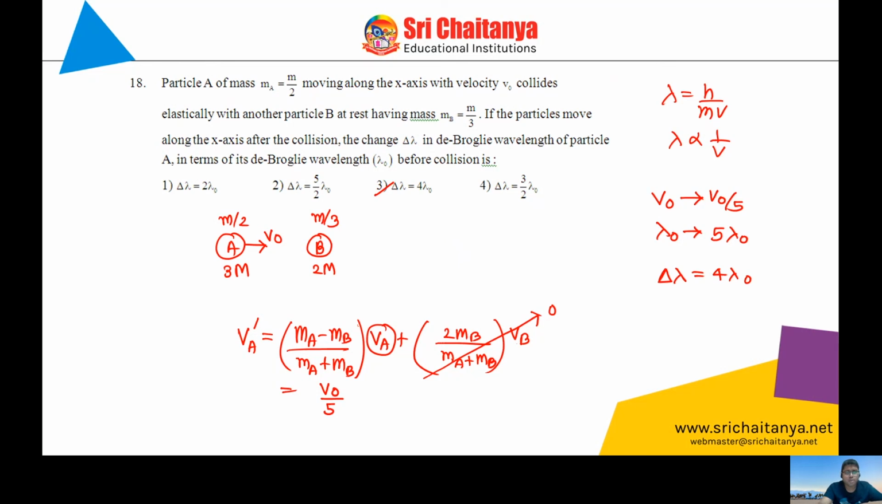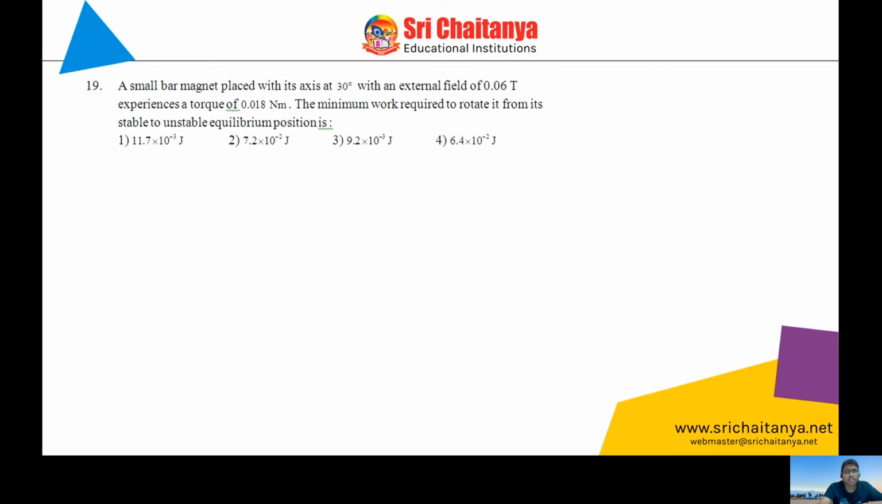Now let's move on to question number 19. So 19 is a simple classical magnetism question. A small bar magnet placed with its axis at 30° with the external field of 0.06 Tesla experiences a torque of 0.018 Newton meter. The expression for torque is tau equal to mB sine theta. Tau is given to us.